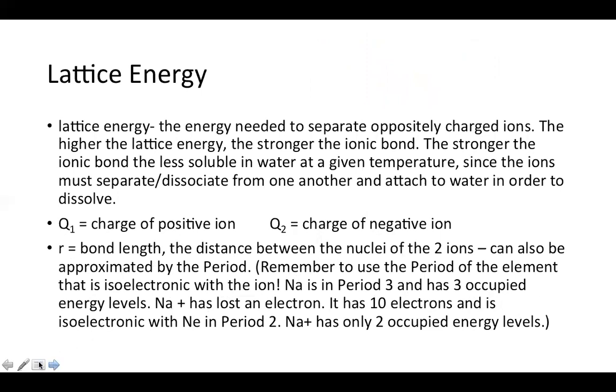And the second one is lattice energy. Lattice energy is how much energy is needed to separate oppositely charged ions, so to separate cations from anions. The greater this lattice energy, the stronger the ionic bond. In these cases, instead of the attraction between a nucleus and a valence electron, we're looking at the attraction between a positive ion and a negative ion. So let me rewrite Coulomb's law again, Q1, Q2 over R squared.